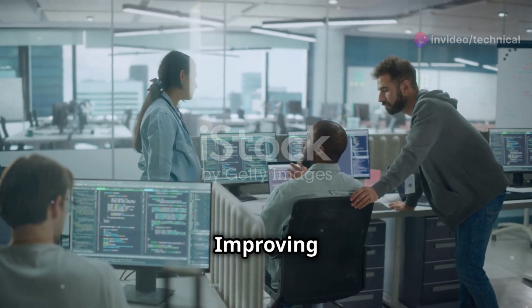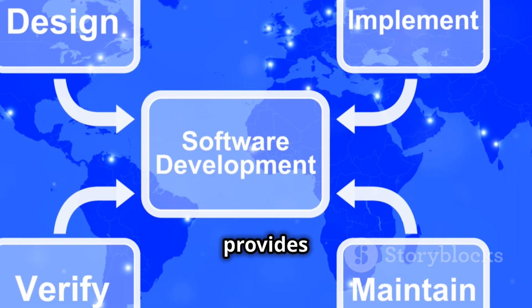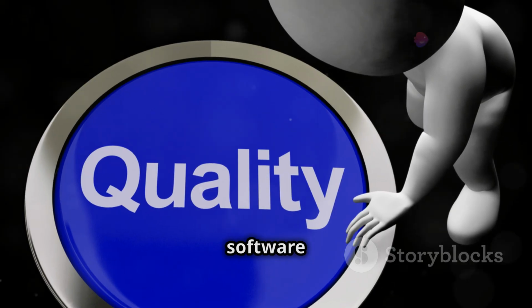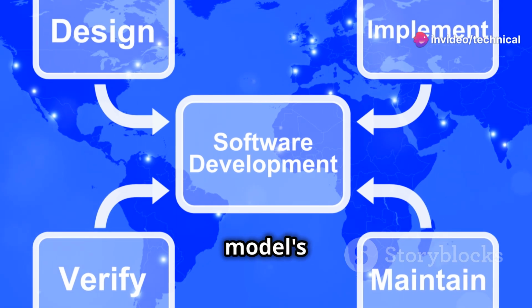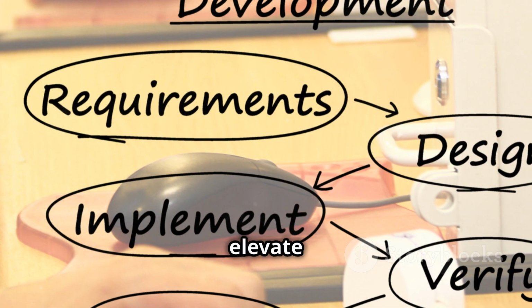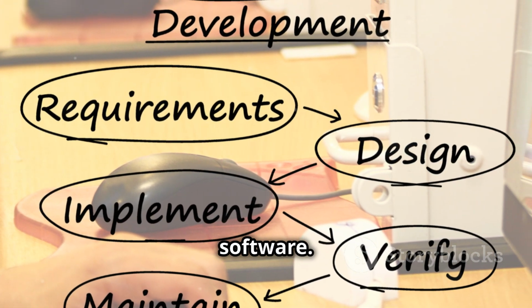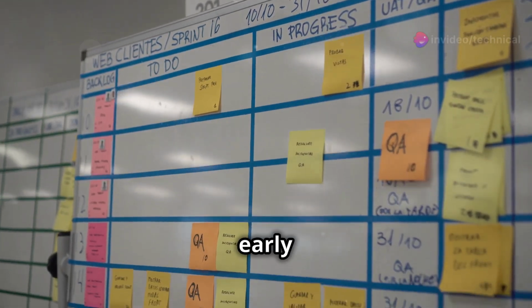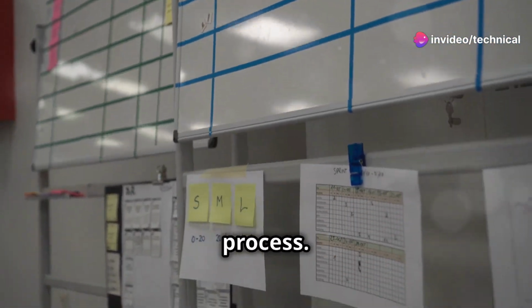Section 9. Improving current SQA practices. Dromey's quality model provides valuable insights that can enhance current software quality assurance (SQA) practices. By integrating the model's principles into the software development lifecycle, organizations can elevate their SQA processes and deliver higher quality software. One area for improvement is the early and continuous involvement of SQA professionals throughout the development process.